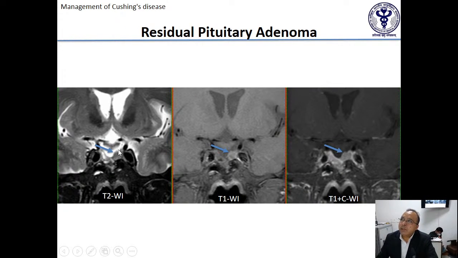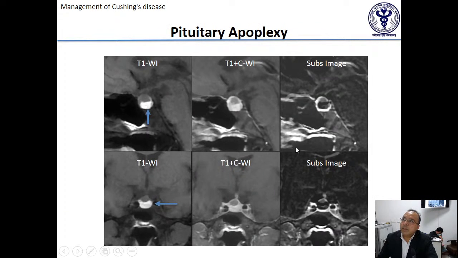This is an example of residual pituitary adenoma in a patient with macroadenoma who was operated. Now the tumor is iso-intense to bright on T2 weighted images, and showing less enhancement compared to the rest of the pituitary gland. Sometimes the pituitary adenomas in Cushing disease also present with hemorrhage. This is an example of hemorrhage within the pituitary adenoma, which is bright on T1 weighted images, both in sagittal and coronal images, and the tumor shows peripheral enhancement, which is very well seen on these subtracted images.